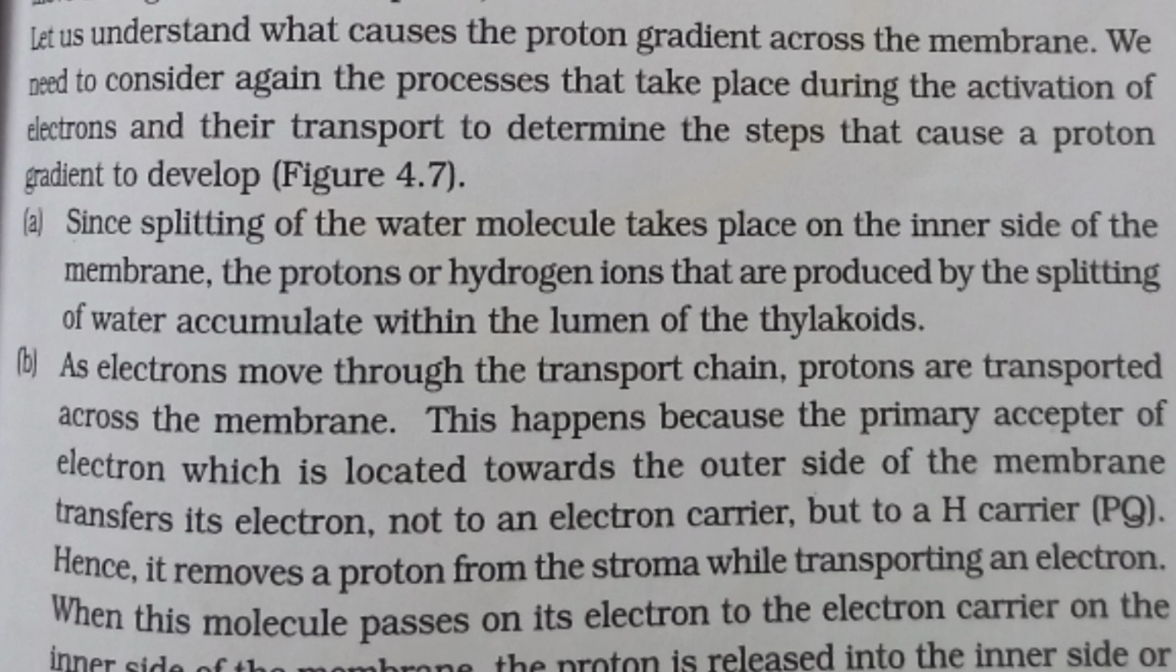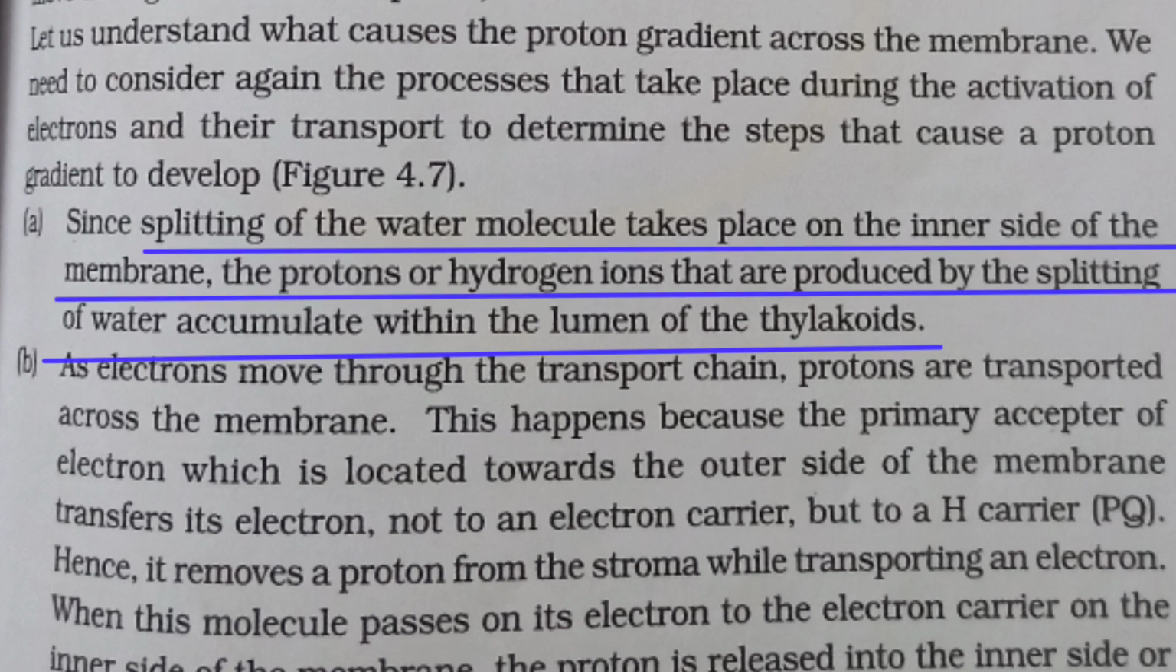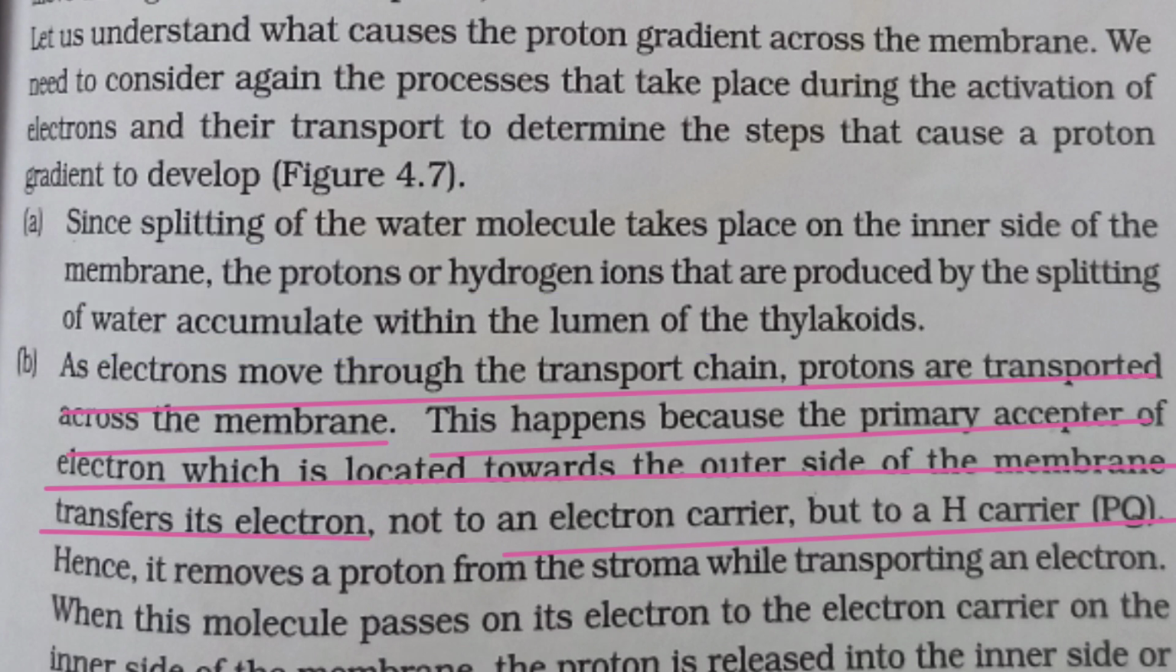What causes the proton gradient across the membrane? We will discuss right now the electron transport steps that cause a proton gradient to develop. First step, splitting of the water molecule takes place on the inner side of the membrane. The protons or hydrogen ions that are produced by the splitting of water accumulate within the lumen of the thylakoids.